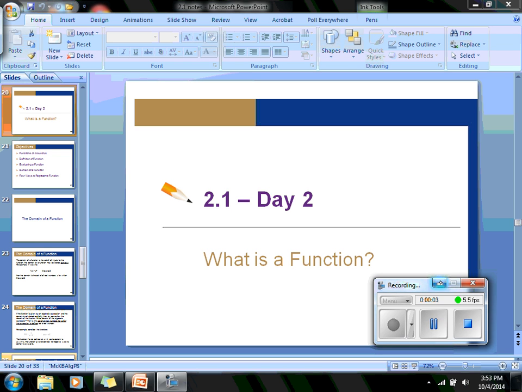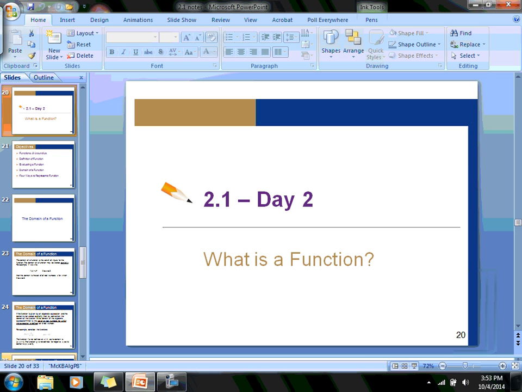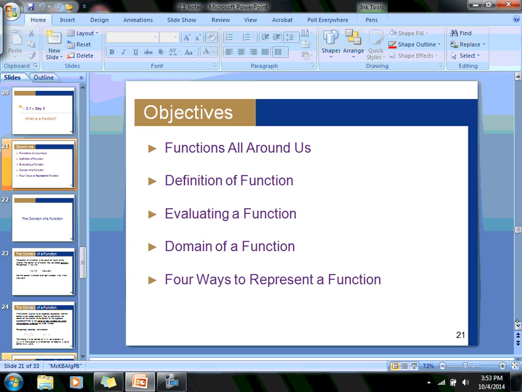Welcome to Mrs. Neller's notes for her pre-calculus class. These are the notes for section 2.1, day 2, entitled, What is a Function? And today we're going to focus more on domain of a function and the different ways that we can represent a function.